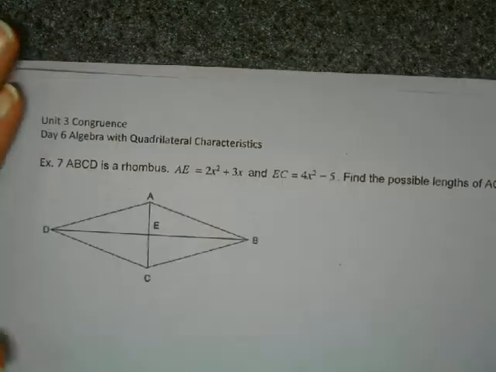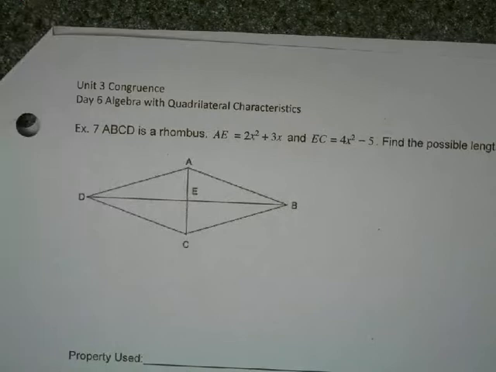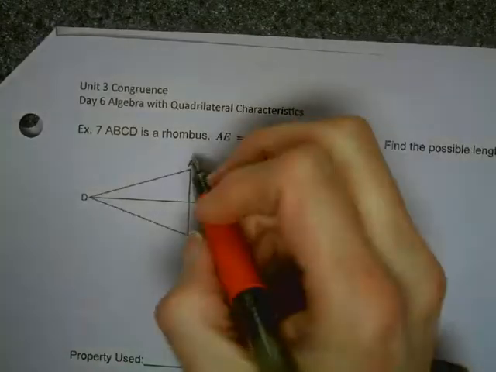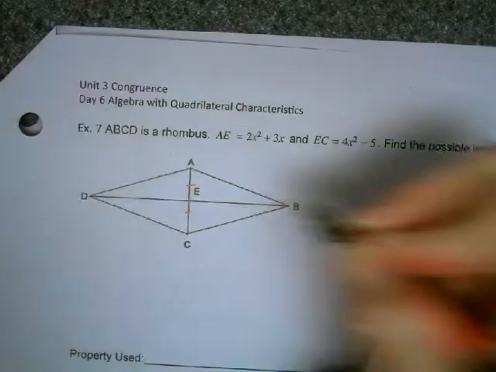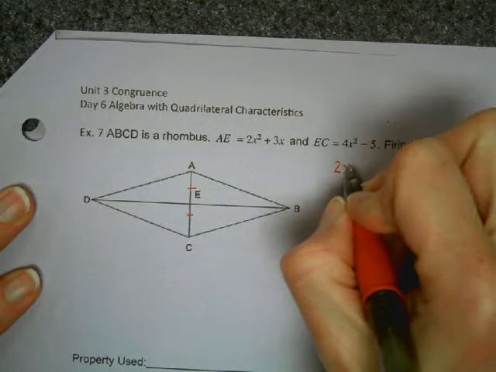Alright, let's look at this rhombus. This one's a little bit harder. You'll notice this one has quadratics in it. So it says ABCD is a rhombus. Find the possible lengths for AC. So they give us AE and EC. In a rhombus, diagonals bisect each other. So I know these two things are going to be set equal.